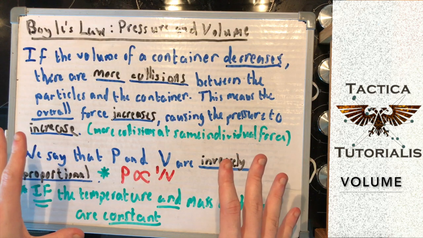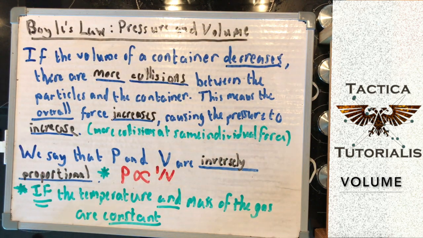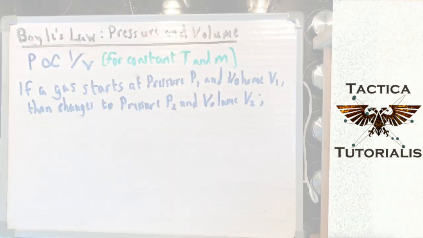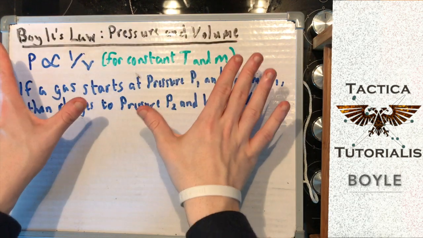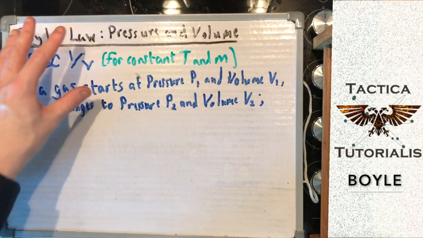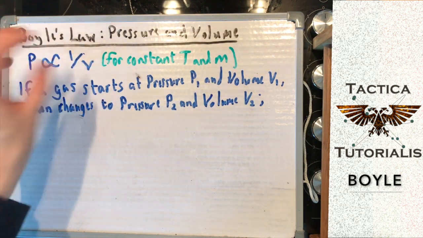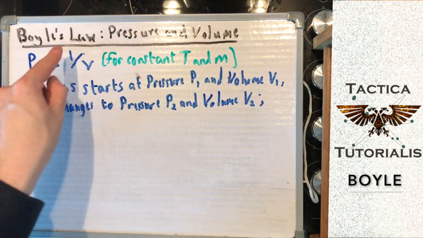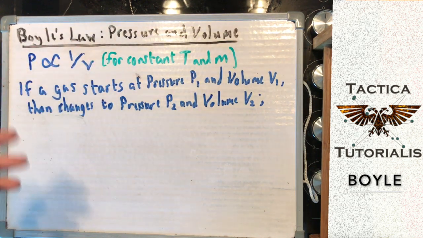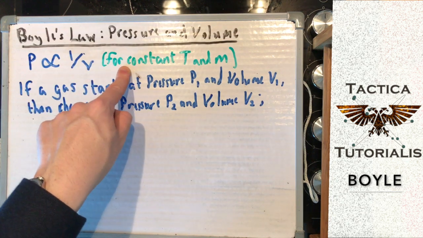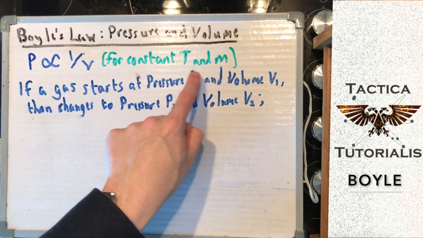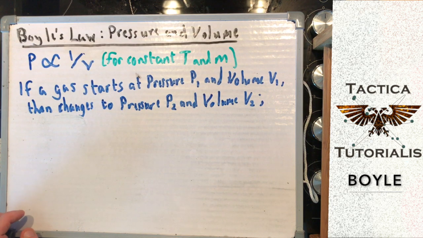So that's the theory, get that down, and now we're going to show you the mathematics of Boyle's law. This is what we established just now, that pressure is inversely proportional to 1 over the volume. It is an inverse proportionality, so P is proportional to 1 over V, or it is inversely proportional to V, if the temperature, T, and the mass, M, of the gas are both constants.